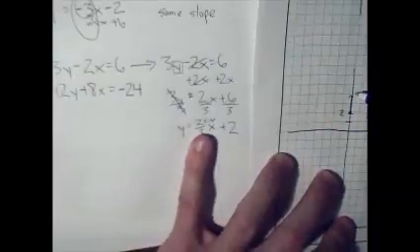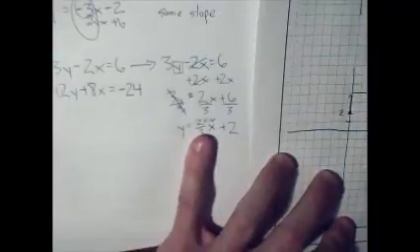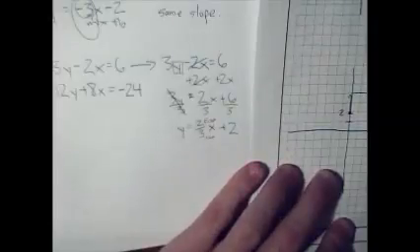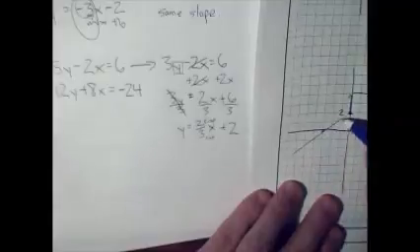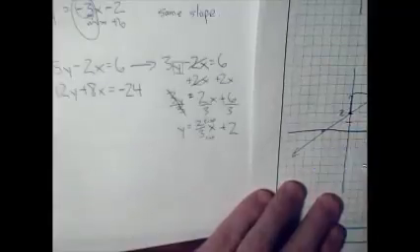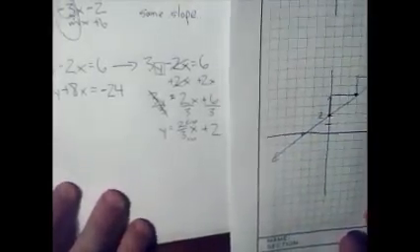Rise 2 is nice. Run 3 is just as nice. There's my next point. Rise 2, run 3. Chances are one of those points, even if I want to go back 3 and down 2, the more of those points I put, the more likely it is that one of those is my answer.